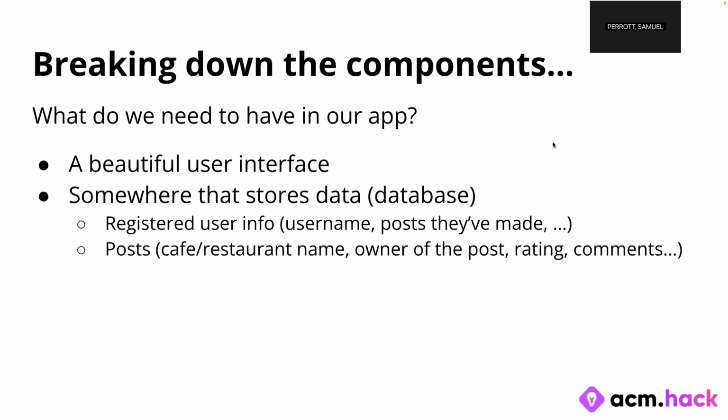We need somewhere to store our data, which is our database, and store information like our user info, like username, posts we've made. And also, if we're making any posts, we want to store that information. In our case, we want to store information like our cafe and restaurant name, the owner of our post, ratings, and comments.